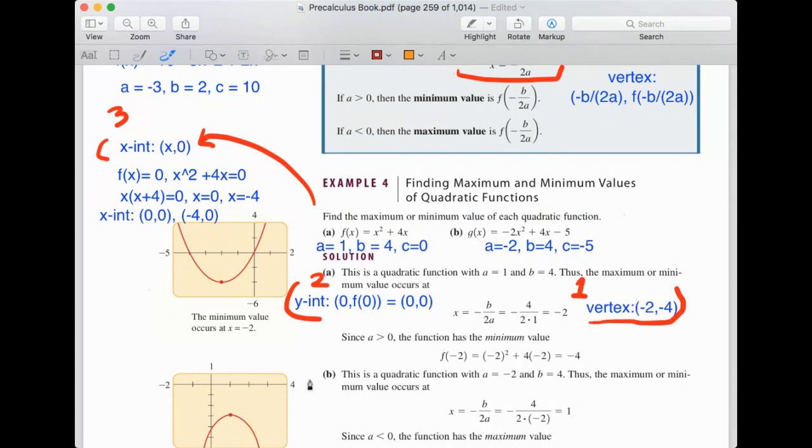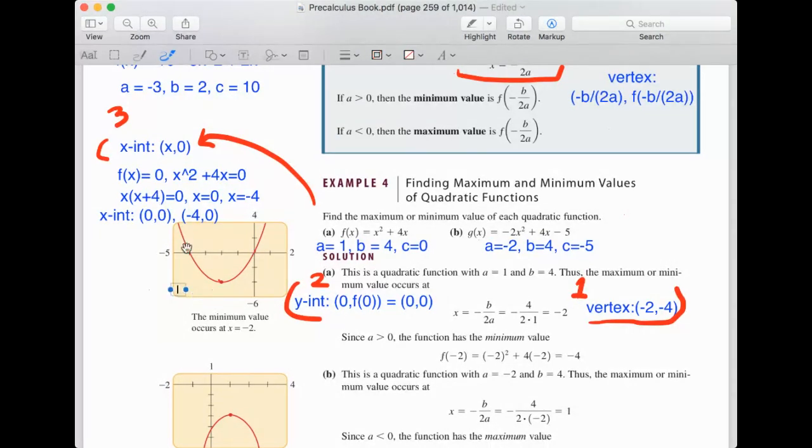First, we graph this point, -2, -4, right here. Then we graph y-intercept, that's 0, 0. Then we graph x-intercept, 0, 0, and -4, 0. Then we just connect those three dots smoothly, like a curve. Because we know it's an upward parabola. So we have these 3 points. The origin is y-intercept and also x-intercept. That's okay, right?